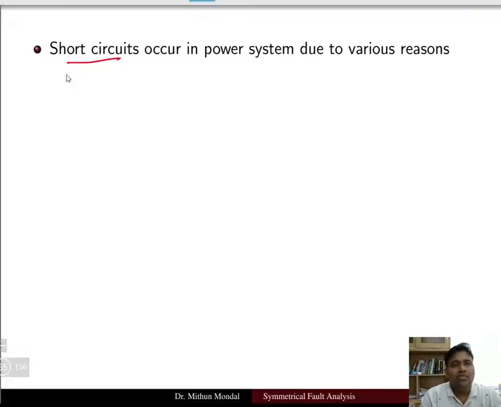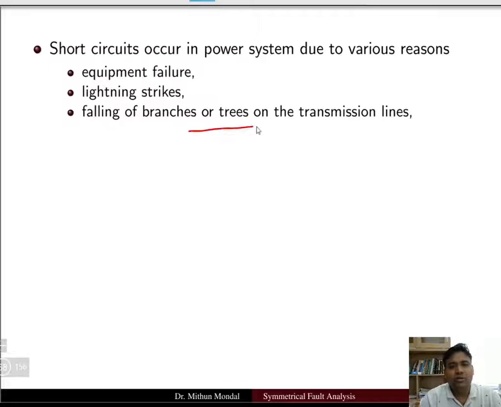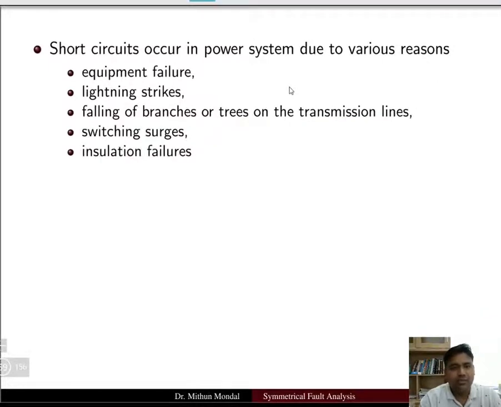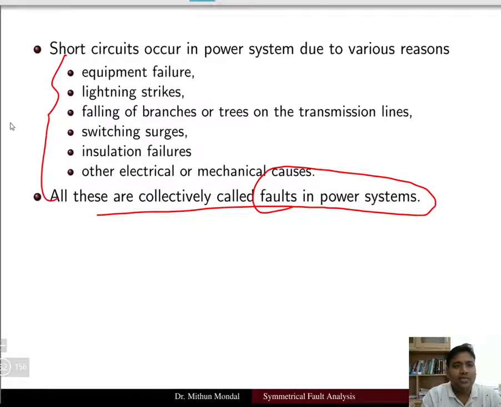Now, generally short circuits occur in a power system due to various reasons. It can be equipment failure, lightning strikes, branches or trees falling on the transmission line, switching surges due to the presence of capacitors, insulation failures, and other electrical or mechanical causes. All these are collectively called faults in the power system. These are the reasons for the fault, and they cause the short circuit condition in the power system.